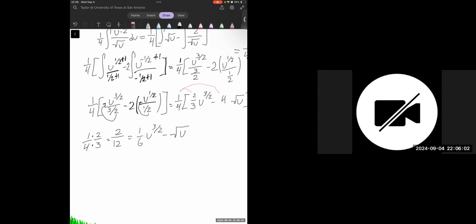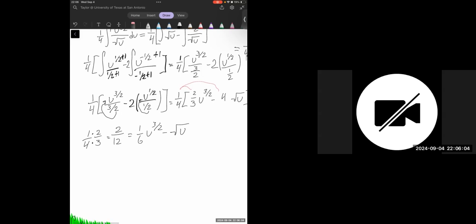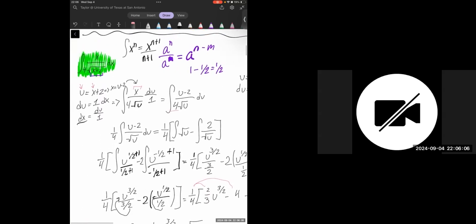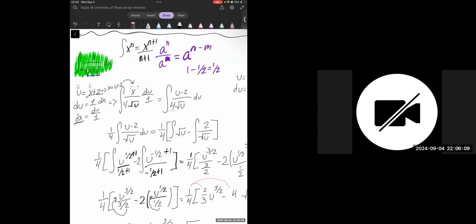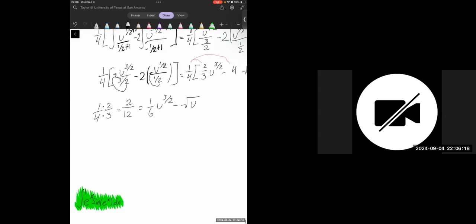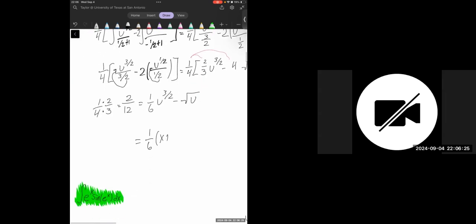Square root of u. The last thing I need to do is, you remember in the beginning, this was our u. So I'm going to go ahead and plug that back in. x plus 2 to the 3 halves minus square root x plus 2 plus c.